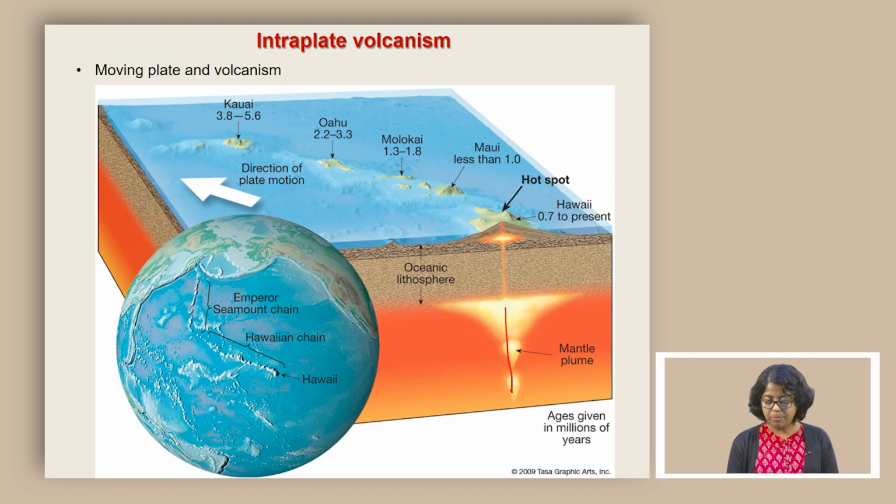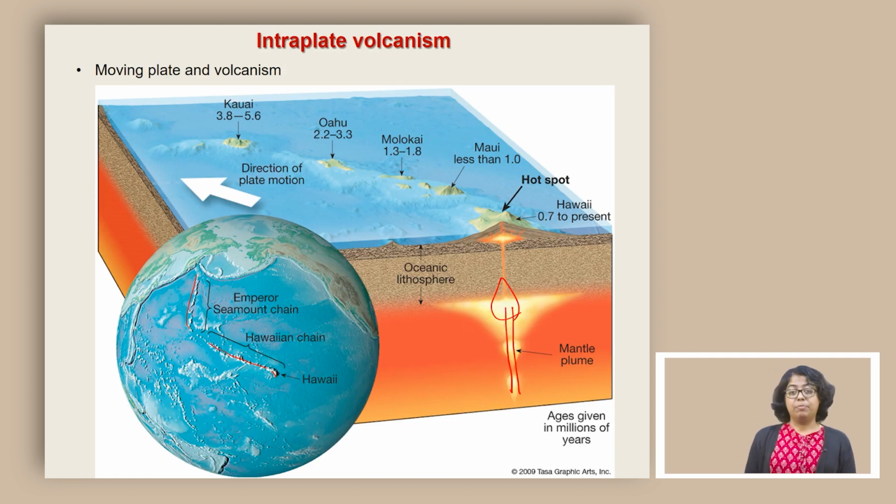So, you can imagine this being a candle, and on top of this candle, if you keep on moving a paper, you are going to see burn marks in a chain-like fashion. And this is exactly what is happening in intraplate volcanism as a correspondence to a mantle plume. So, if we look at the classic example of Hawaiian volcanoes, we will find that there is a chain-like volcanic series in that area.